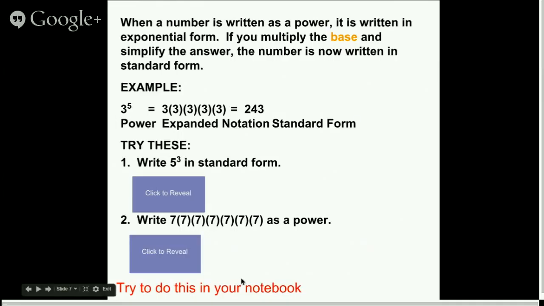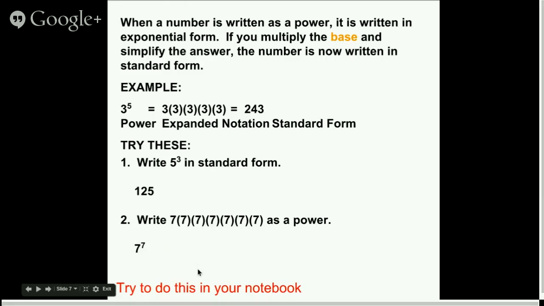All right, try these in your notebook. Go ahead and pause it. I guess this would be standard form. This is a power. This is standard form. Just the answer is standard form. And this is expanded notation. That's right. 7 times 7 times 7 times 7 times 7 times 7 times 7 as a power. So this would be an example of a power. Go ahead and pause it. 7 to the 7.